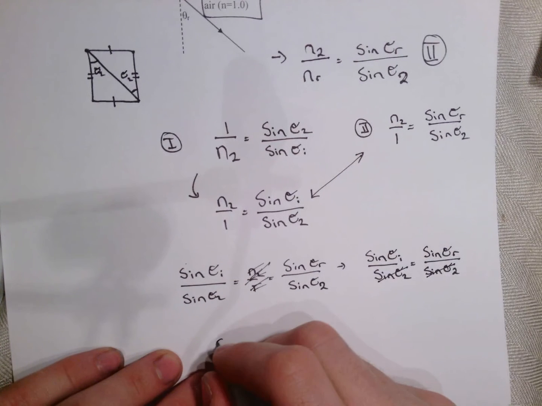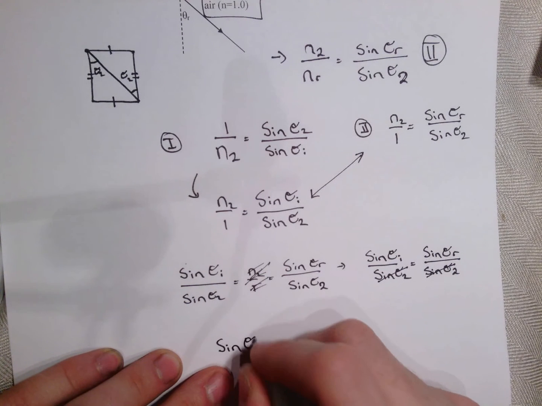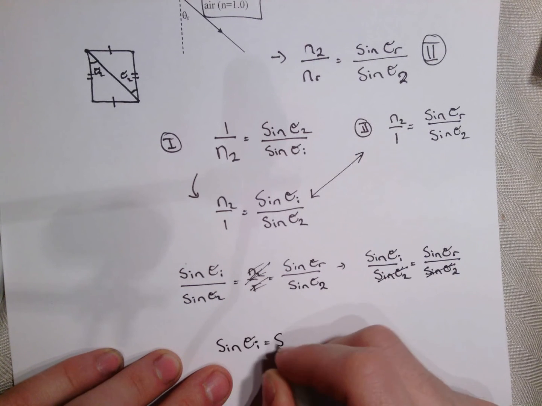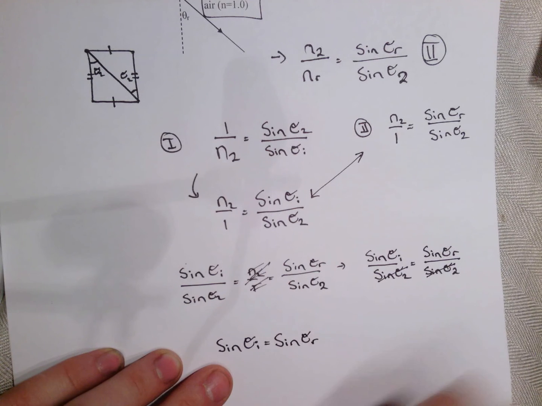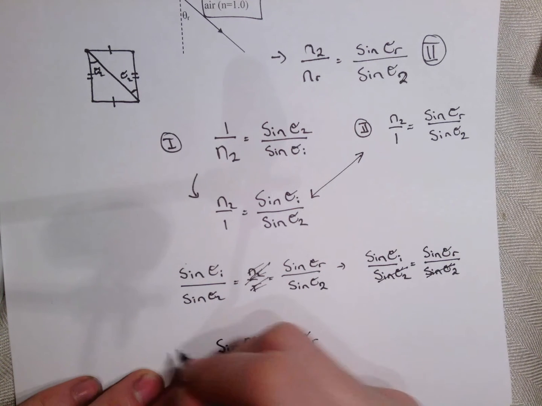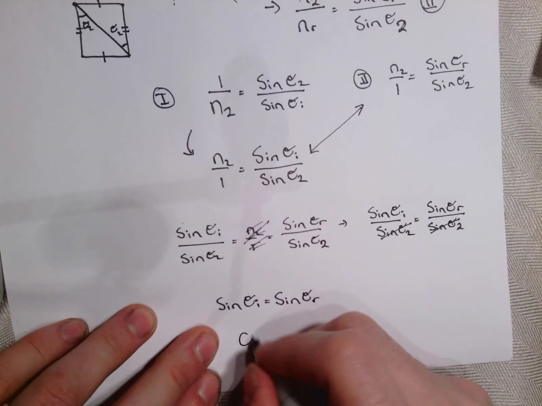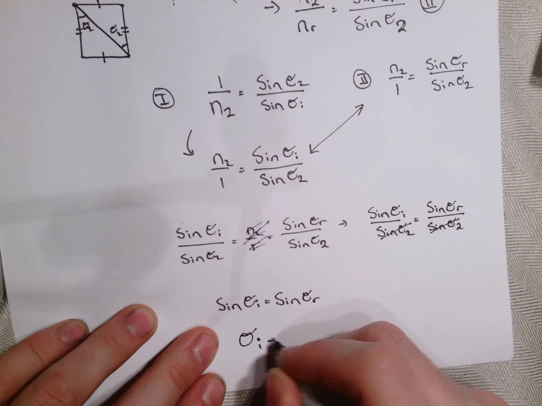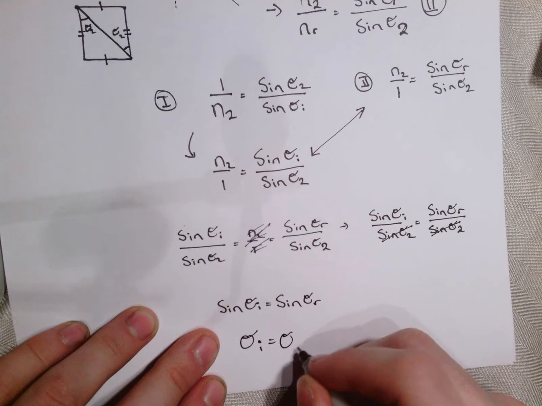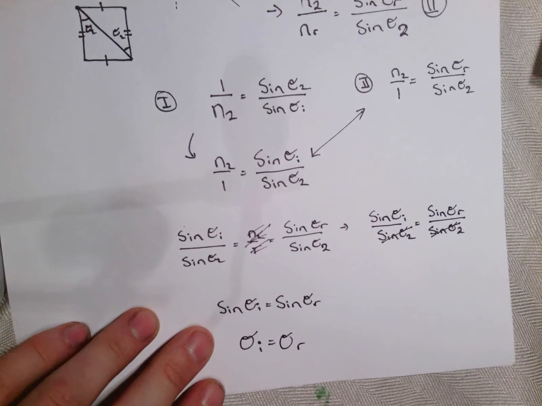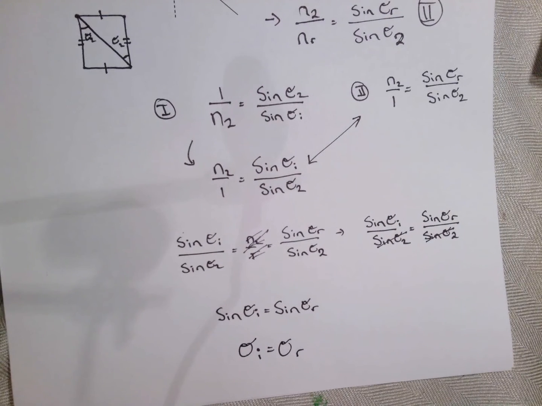So all I'm left with now is sine of theta I is equal to the sine of theta r, and simply doing the sine inverse to both sides would remove my sine equations and allow me to finally state theta I is equal to theta r. And that would be the end of the proof as far as what's expected.